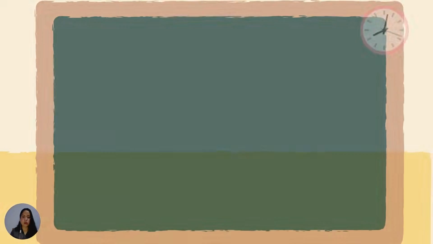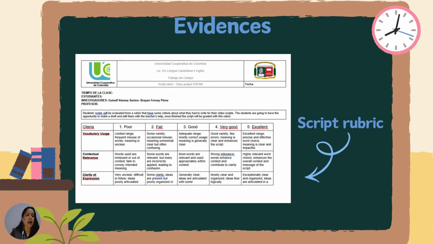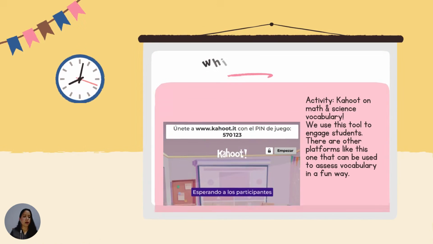For this, we are going to use a script rubric that can help us to check if they are doing a good job. We are going to evaluate this in a formative way, from poor to excellent. We are going to use this rubric just to help them identify what mistakes they are making. Then we are going to pass to the Kahoot.